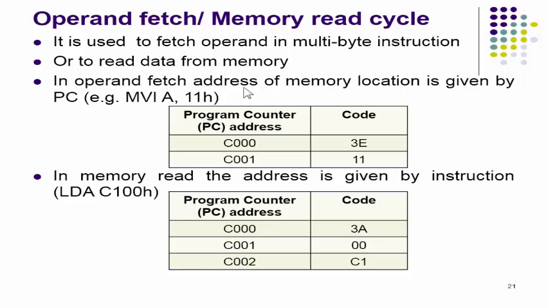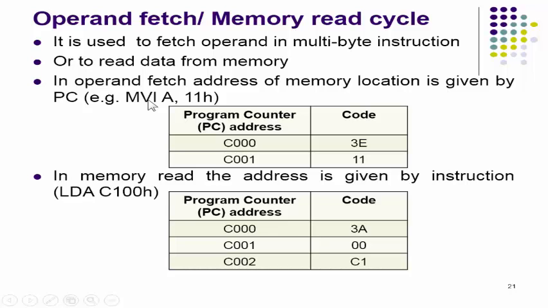Then the operand or memory read machine cycle. There is a slight difference between operand fetch and memory read, but the timing diagram is the same. It is used to fetch the operand in a multi-byte instruction, or to read data from memory.